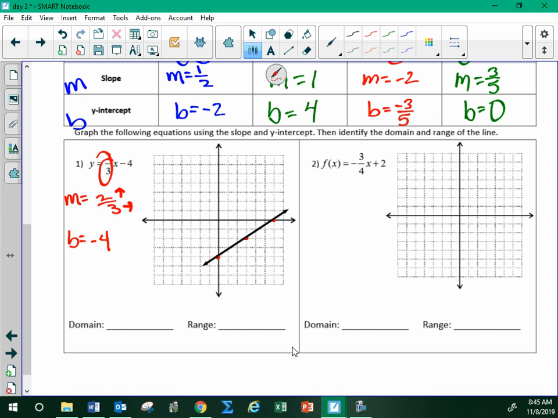Would we, for the domain, just write down the x value? Yeah, so domain are the x values. Range are the y values. Now remember, we have arrows on the end. And so this means it's going down forever and to the left forever. This is going up forever and to the right forever. So if I'm forever to the left, forever to the right, what is my domain? All real numbers.